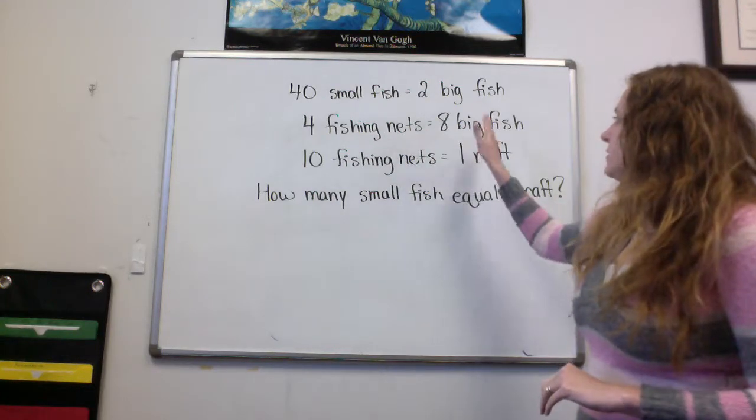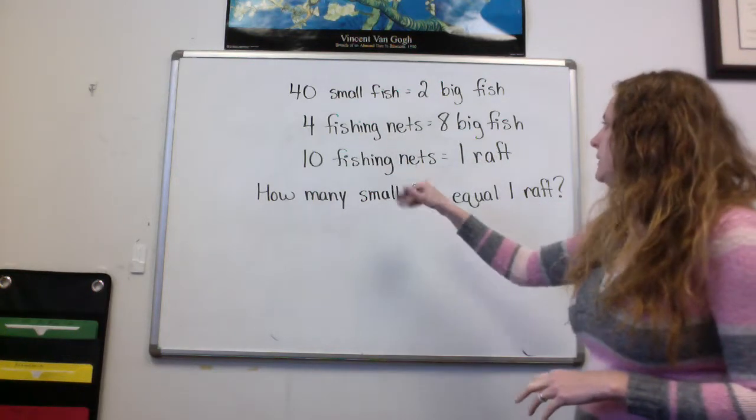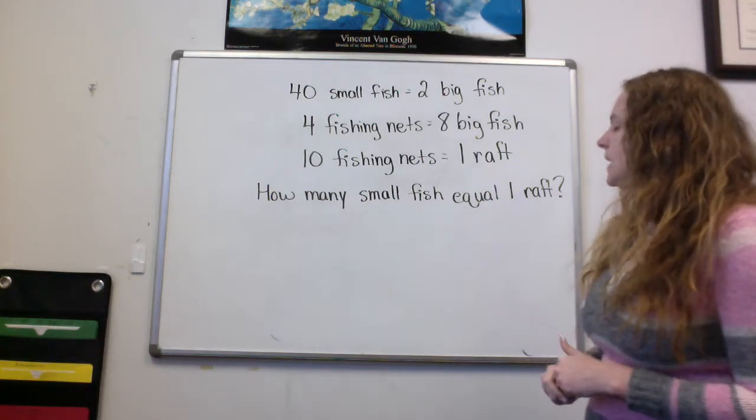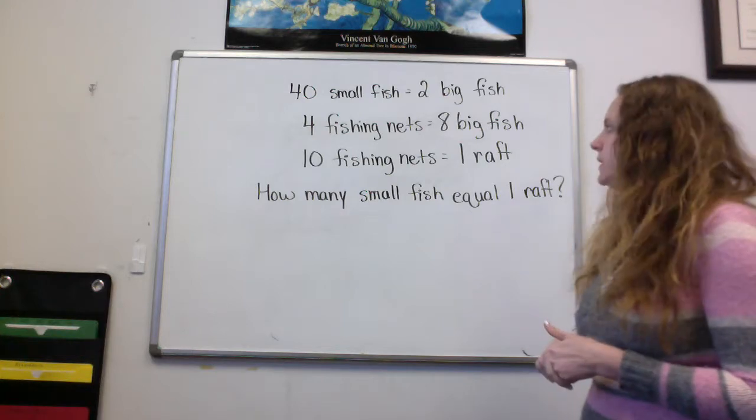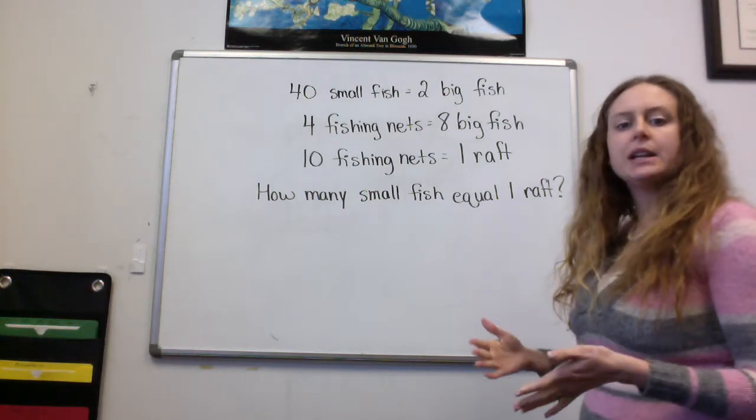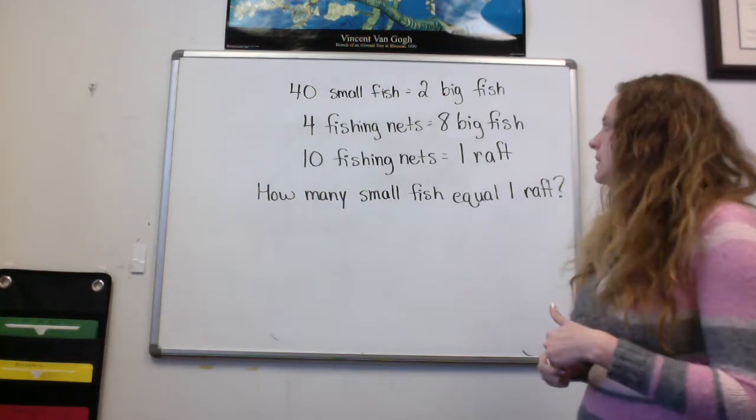4 fishing nets are equal to 8 big fish. 10 fishing nets are equal to 1 raft. And the question wants to know how many small fish are equal to 1 raft. So what I'm going to do is set up a ratio. So I'm going to be comparing these units.